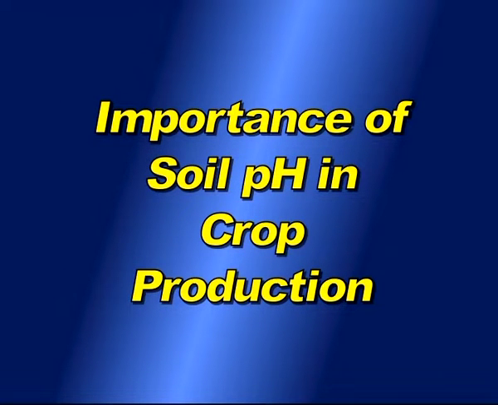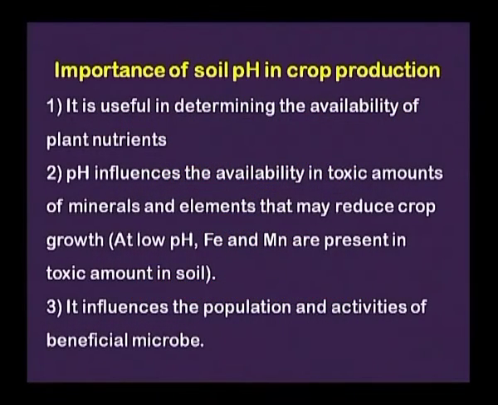Now we start with the importance of pH in the soil. pH is useful in determining the availability of plant nutrients. It influences the availability, in toxic amounts, of minerals and elements that may reduce crop growth. At low pH, iron and manganese are present in toxic amounts in soil. pH influences the population and activities of beneficial microbes.